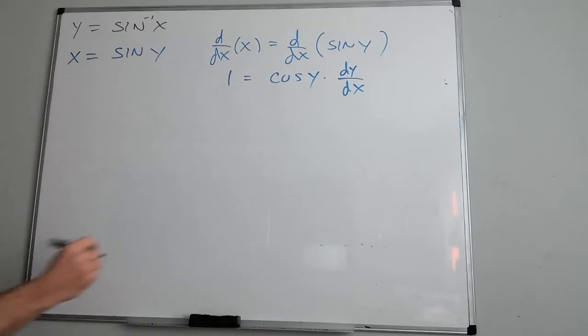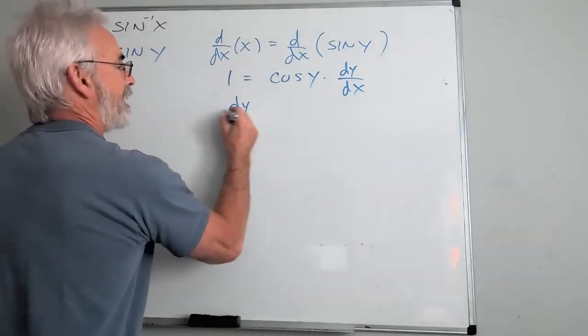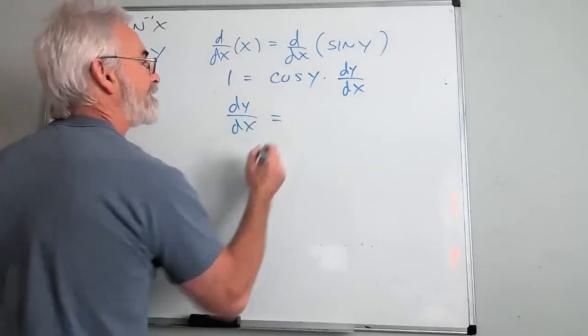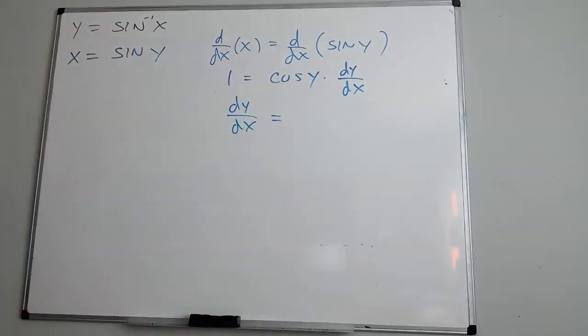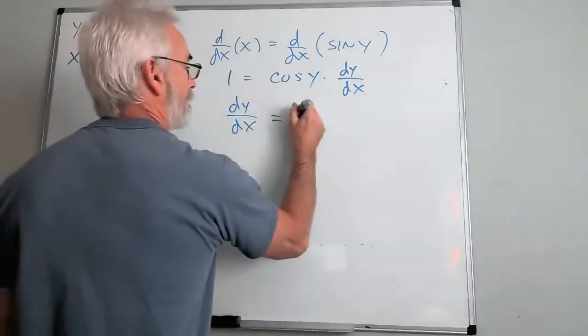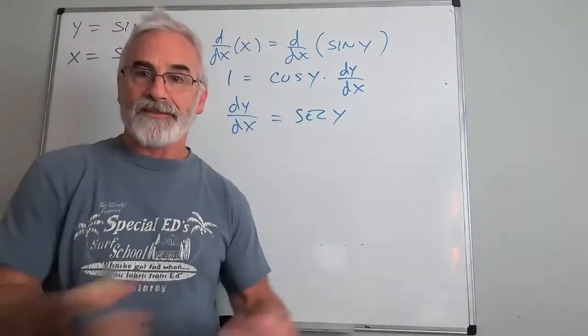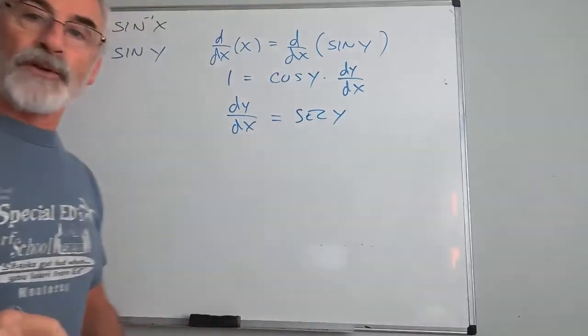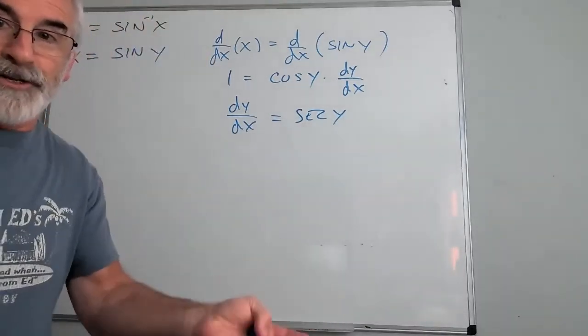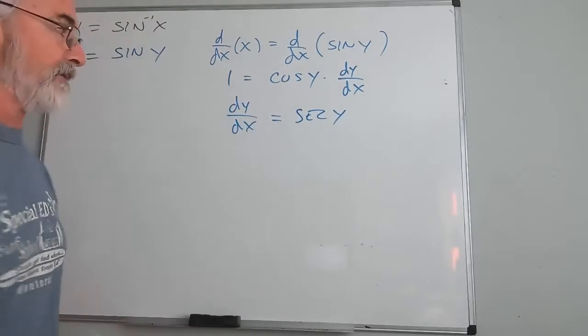Just like before, to isolate the dy/dx, I must multiply both sides by the reciprocal of cosine, which is secant. Don't write 1 over cosine. That's not going to help you. Write secant because that's what it is. Generally speaking, we don't write 1 over a trig function ever. We just write the reciprocal of the trig function.